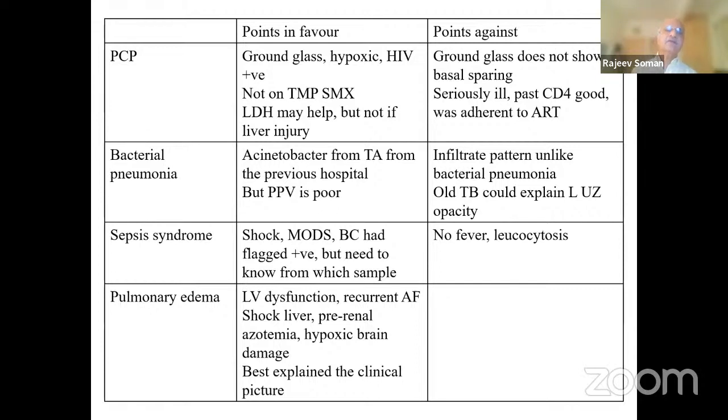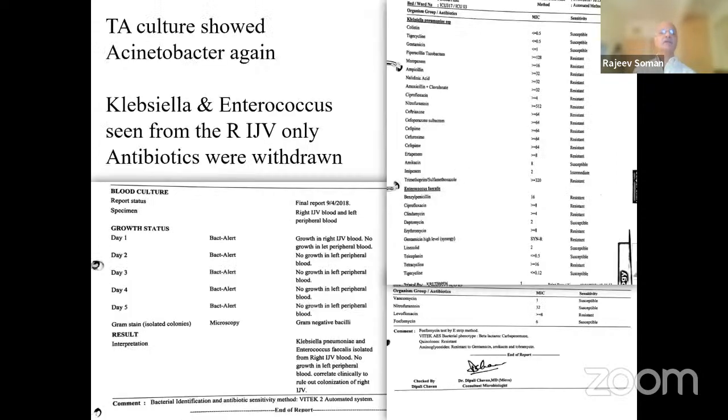Bacterial pneumonia, Acinetobacter was found from his tracheal aspirate, but the positive predictive value is poor. There was no actual infiltrate pattern looking like a bacterial consolidation. Sepsis syndrome, the patient had shock, multi-organ dysfunction, blood culture had also flagged positive, but we really need to know what is the sample which flagged positive. And there was no fever or leukocytosis. On the other hand, the patient had LV dysfunction, he had recurrent atrial fibrillation. All this could be explained on the basis of a shock liver where the enzymes went up, the pre-renal azotemia developed, hypoxic brain damage developed, and that probably is the best explanation for his clinical picture.